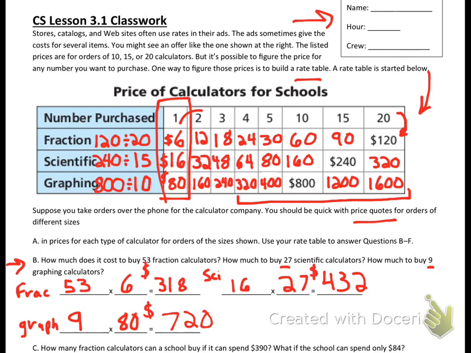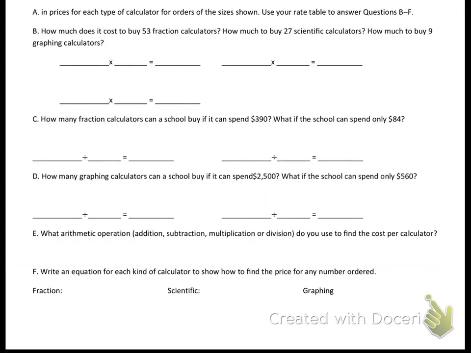Okay, let's go on to our next question. How many fraction calculators can we buy if we can only spend $390? Well, let's start with the money first. We have $390, and we have to divide by the cost of a fraction calculator. What's the cost of a fraction calculator again? That's right, $6. So I do $390 divided by $6 a calculator, and I get exactly 65 calculators.